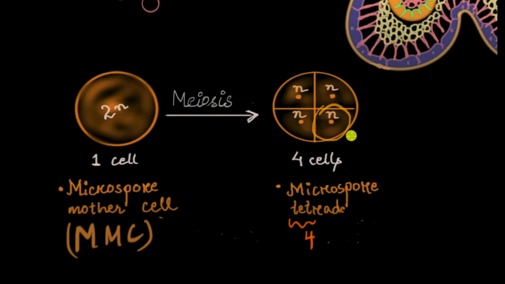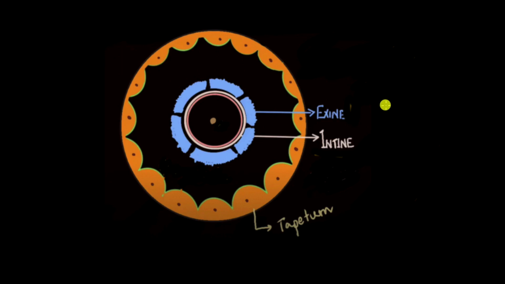Let's take a closer look at the haploid microspore cell. This is how a microspore cell looks. You have the haploid nucleus inside, and it is surrounded by a layer of plasma membrane. The plasma membrane is surrounded by 2 external wall layers: the internal layer, which is called the intine, and the external layer, which is called the exine.